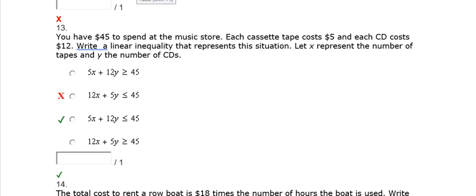13. You have $45 to spend at the music store. Each cassette tape costs $5. So cassette tapes, which it says use X for, are $5. And CDs cost $12. I want to know how long ago they wrote this problem, because I don't think anybody's buying a cassette tape anymore. I don't even know if people buy CDs anymore.